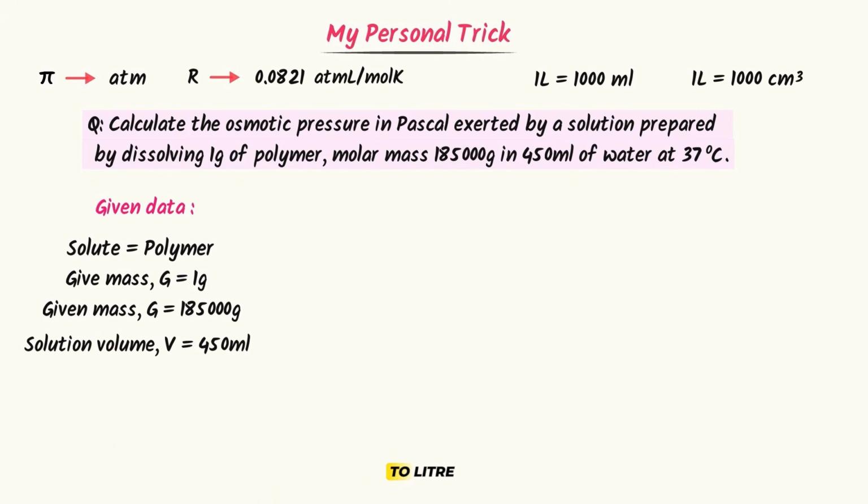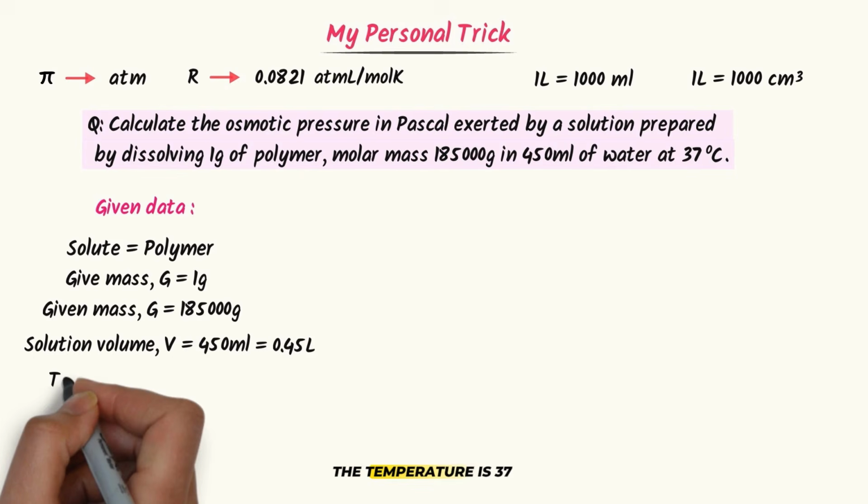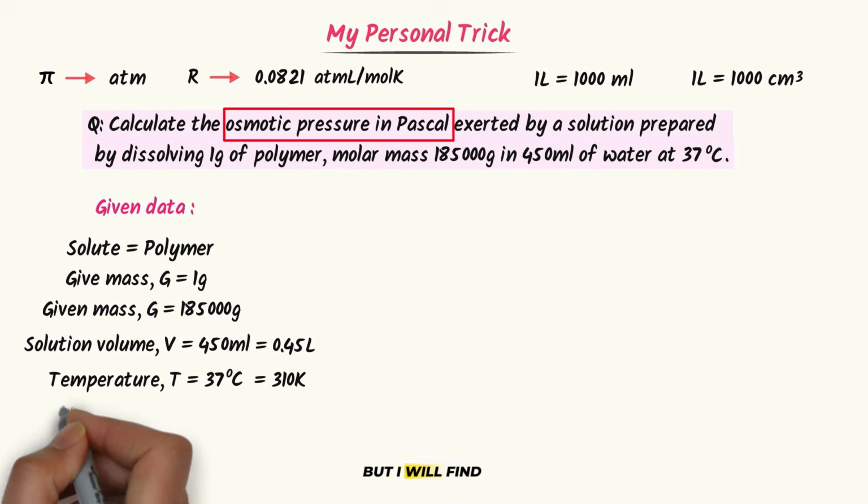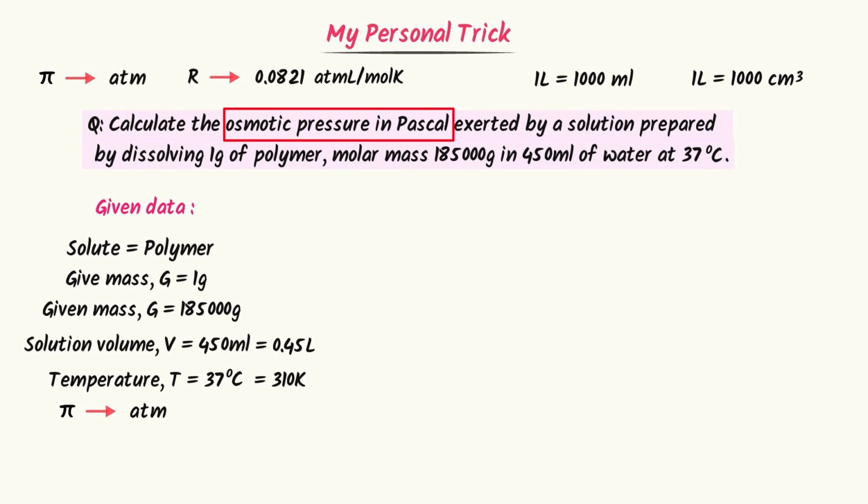I convert it to liter. I get 0.45 liter. The temperature is 37 degrees centigrade. I convert it to Kelvin. I get 310 Kelvin. Now listen carefully. We are asked to find the osmotic pressure in Pascal, but I will find it in atmosphere. Once I get the pressure in atmosphere, I can easily convert it to Pascal.